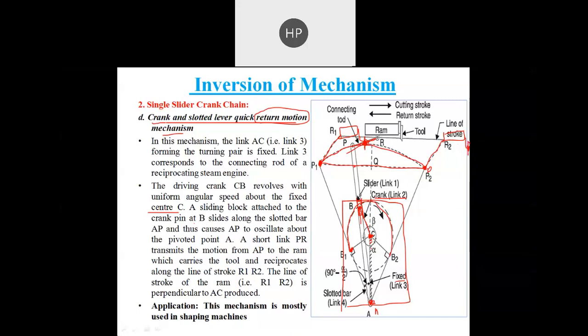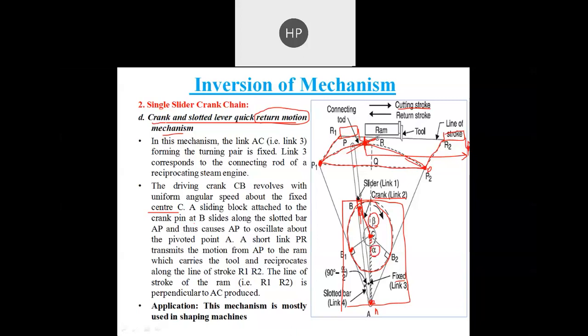So this one is the cutting stroke. As you can see here, it is given that this direction is the cutting stroke, and during that stroke, when it comes from this point to this point, it will cut the material, and the angle from B1 to B2 is beta. Now as it continues its motion, it rotates again from B2 to B1, and the point again goes from P2 to P1. But you can see here this angle is alpha.